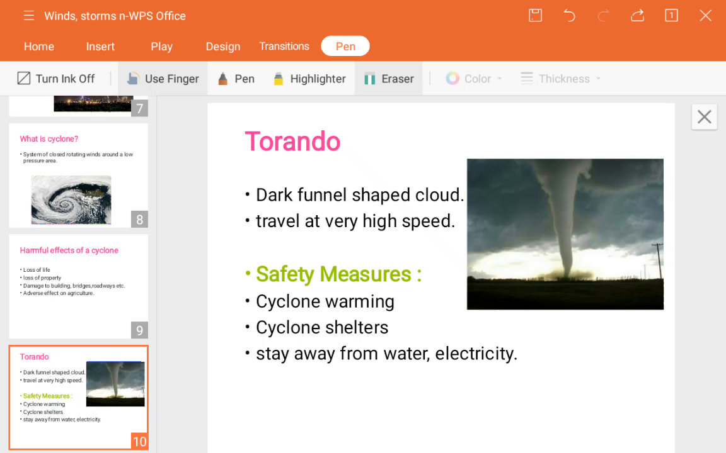So next is measures of safety from the tornado. While a tornado happens, what major safety measures do you have to take? Like a cyclone forecast and warning system. Under the government, weather forecasting people work in such offices. Those people should inform you before it happens. At that time you can take precautions.